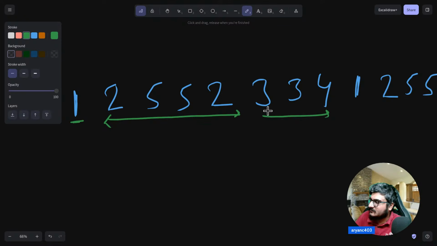3, 3, 4 is also an incorrect sequence. Here you didn't change anything, and here you move to the element at the bottom. 1 is again correct. 2, 2, 5 is again an incorrect sequence.